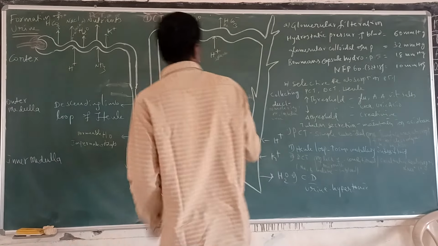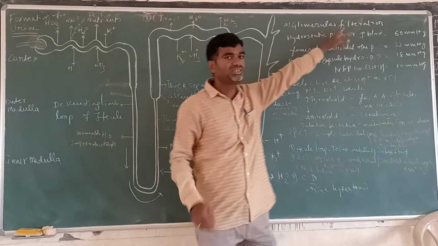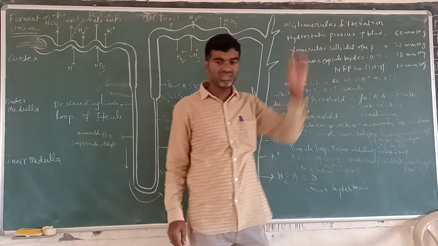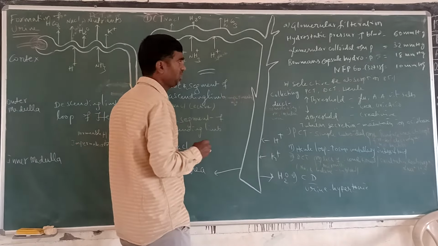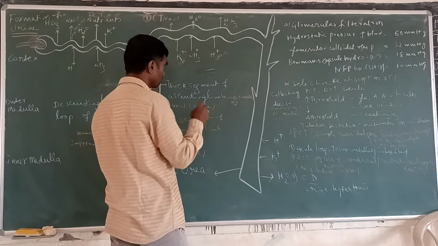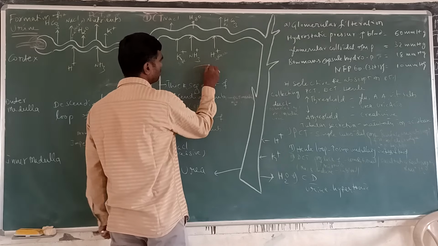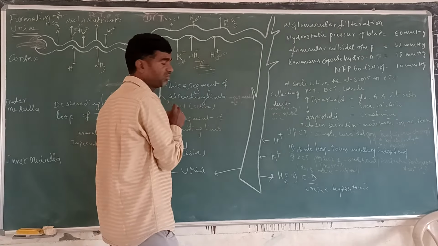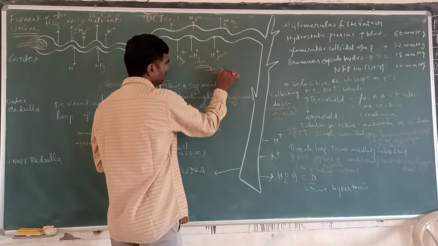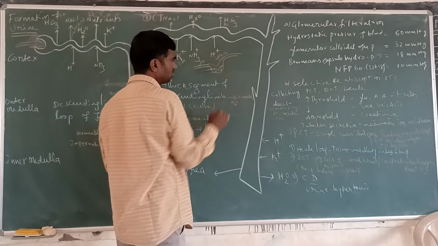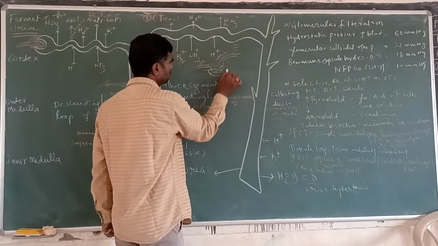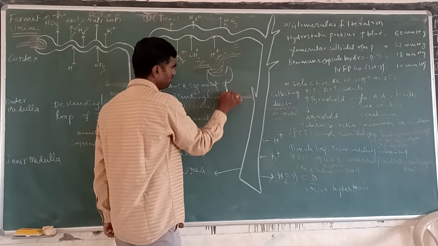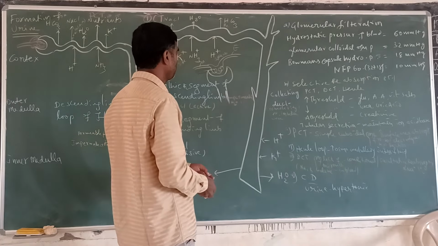So number one is glomerular filtration. What is glomerular filtration? Actually, the glomerulus. Which one is the glomerulus? This is the efferent renal arteriole, and this is called the glomerulus. Now here, this is called the Bowman's capsule.